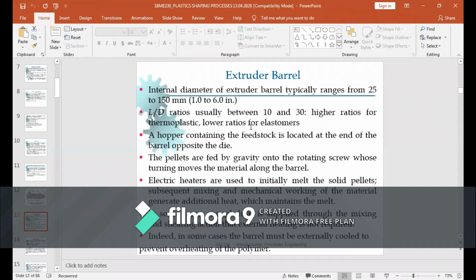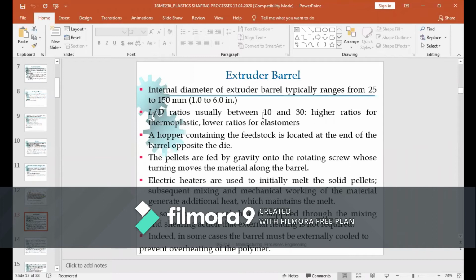Okay, it ranges from 10 to 30. Normally, the length of the barrel is 30 times D. Okay, length of the barrel will be 30 into D, 30 times the inner diameter. It will be 10 to 30 times longer than your inner diameter.